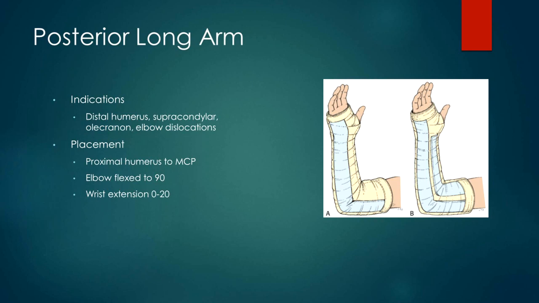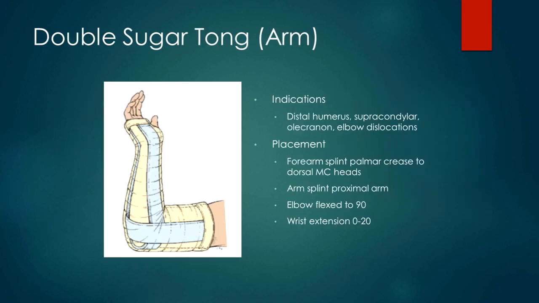So it's just running down the posterior aspect of the arm from about mid proximal humerus there, all the way down and around to mid MCP. So double sugar tong. So this is for distal humerus, supracondylar, olecranon fractures, or some elbow dislocations.